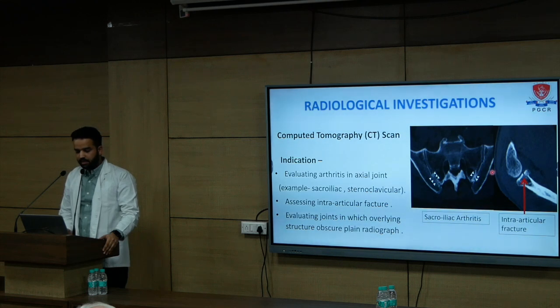Now coming to CT, the indication of CT scan is to evaluate arthritis in the axial joint, as we can see in sacroiliac arthritis, and for assessing intra-articular fracture like in the fracture of the radial head. Evaluating joints with overlying structures obscuring the plain radiograph, we need a CT scan.